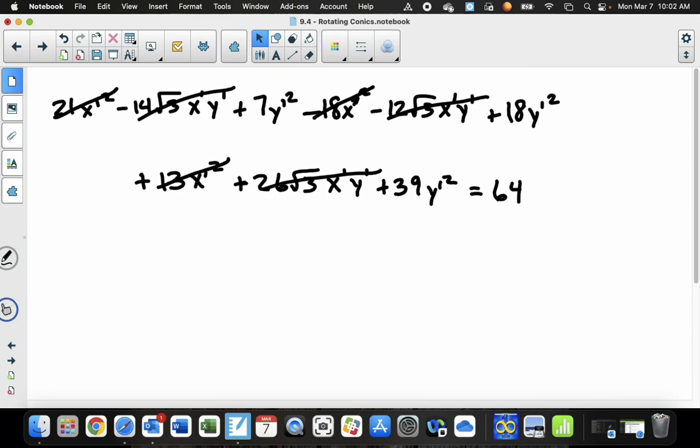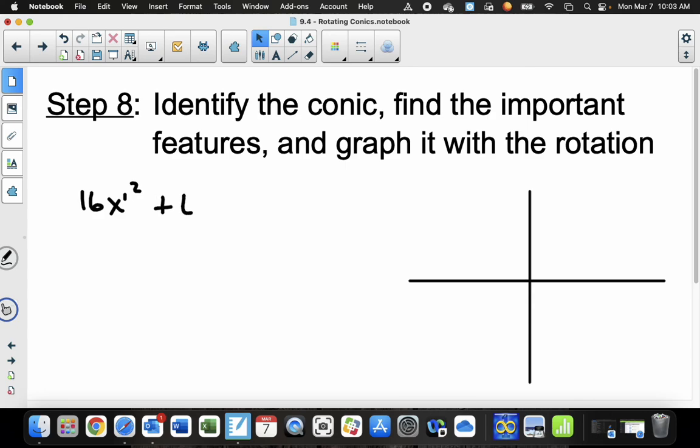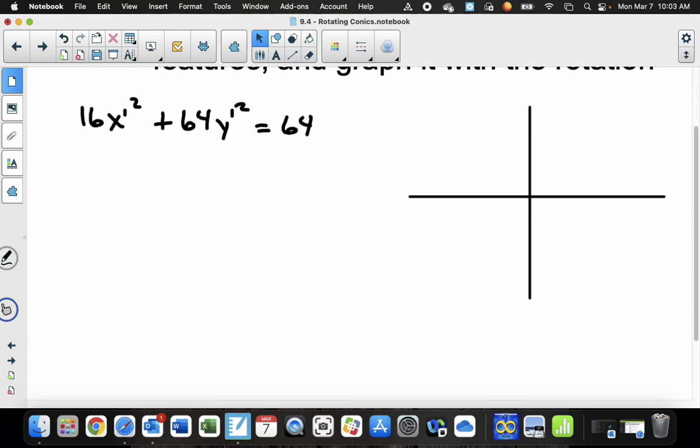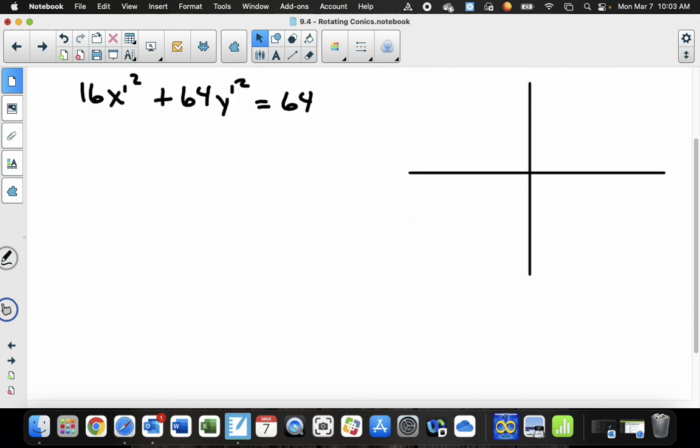How many y squareds do I have? All the rest, and they add up to 64. You end up with plus 64 y prime squared equal to 64. All of that work to get to there. There's got to be an easier way, man. That's what the first hour said too. Not so much.